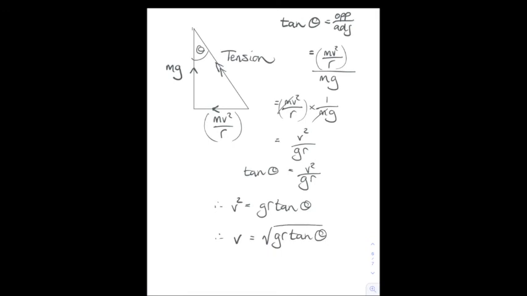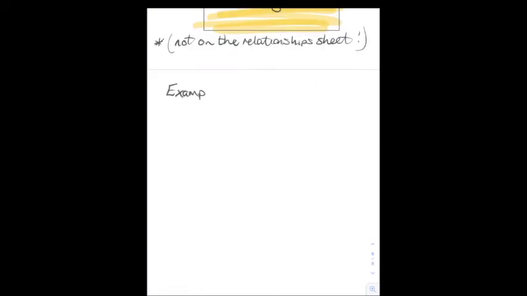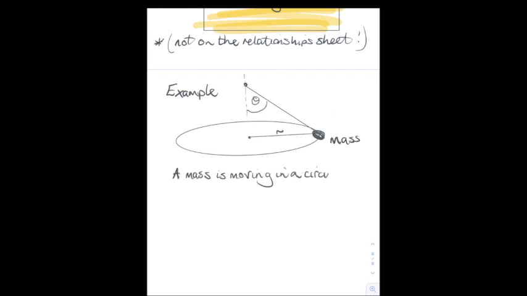And again, that relationship is not on your relationship sheet. I don't think you would ever be asked to show it, but it has certainly come up in past papers where you've been asked to carry out calculations based on the components of a tension in a conical pendulum. Here is an example just to show you what that's like.